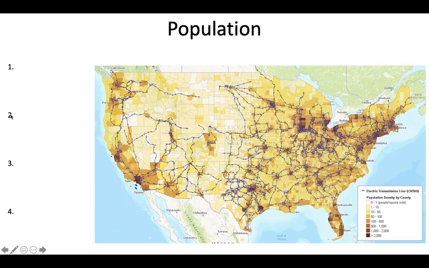Number two, a population is essentially the same thing as a gene pool, and a gene pool is going to be the focus of evolution. And so, population is a really important level at which to conduct studies of evolution.